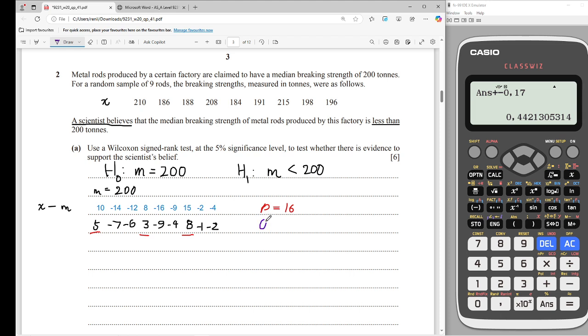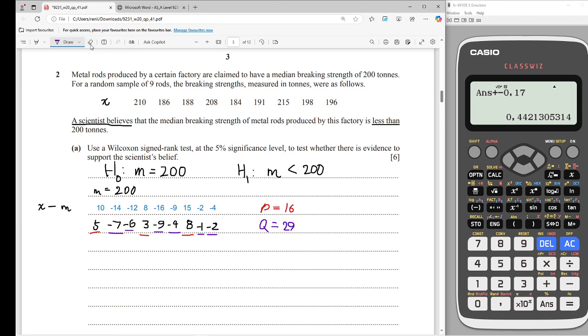So right, let's add up all the negative values. Let's disregard the signs. Okay, we take the absolute value of it. So 7 plus 6 is 13, 13 plus 9 is 22, 22 plus 4 is 26, 26 plus 1, 27, and this is negative 2, so 29 totally.